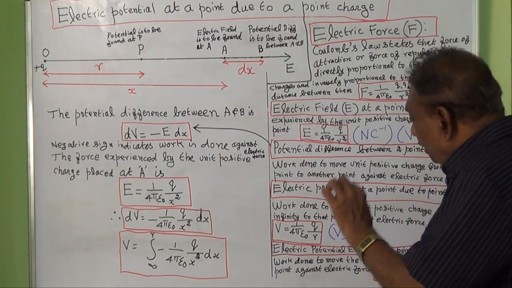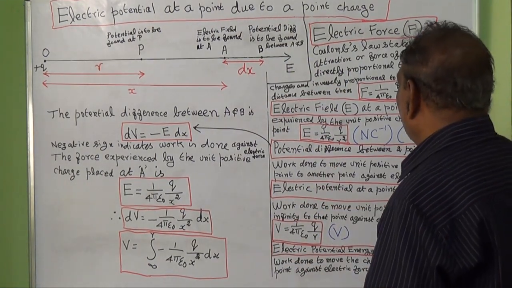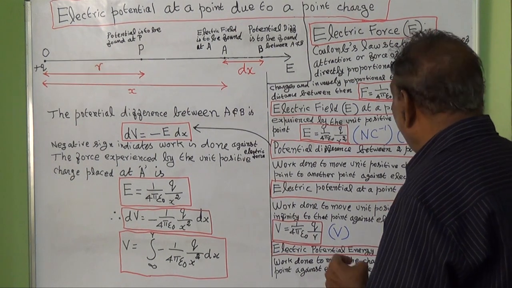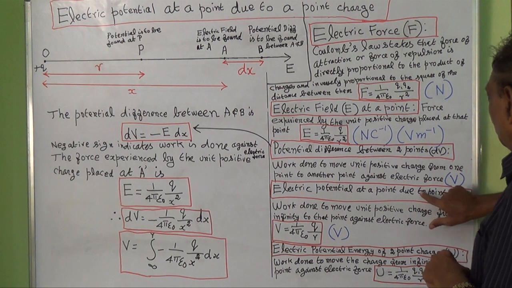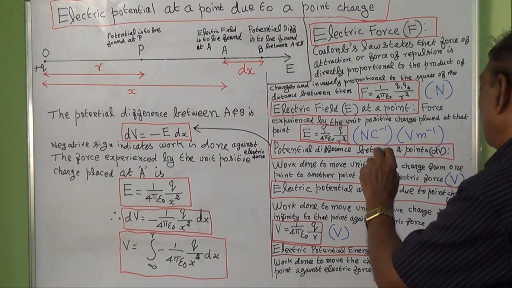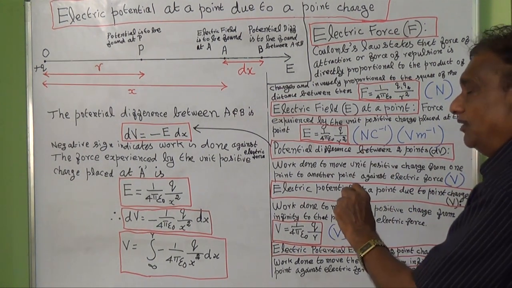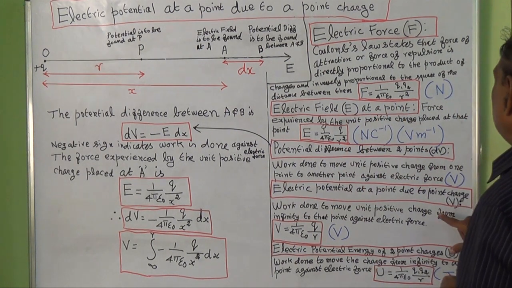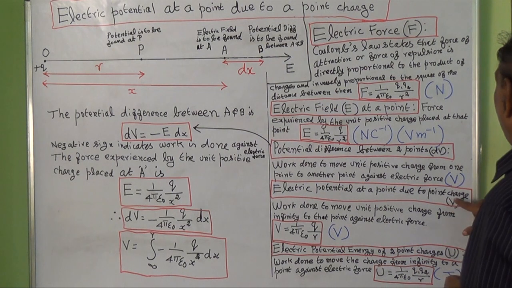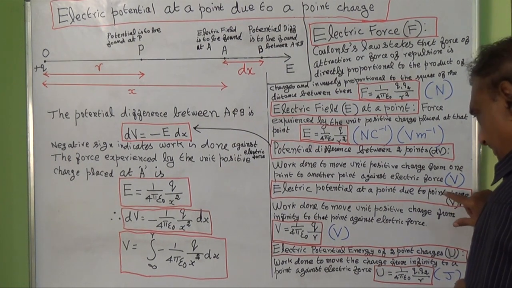Next, we are going to state the definition for electric potential at a point due to a point charge. This electric potential formula we are going to derive. The electric potential is denoted by the letter capital V.